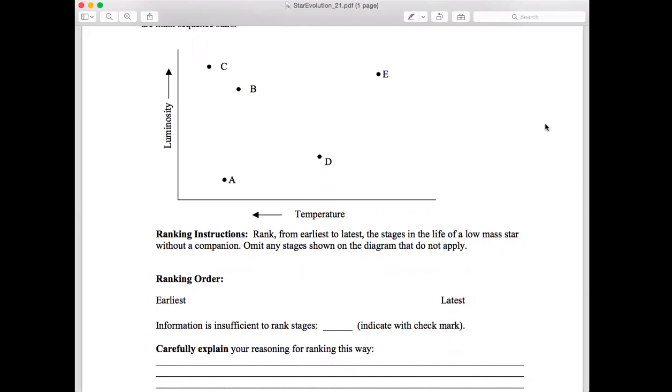So is Ryan here or not? Yeah, I'm here. Okay, so what do you say now? She's correct that D is the low mass star when you're looking at the main sequence. And C and B are not low mass stars; they're high mass stars. And the question is, rank from earliest to latest the stages in the life of a low mass star. Oh, I see what my mistake is. Okay, good.